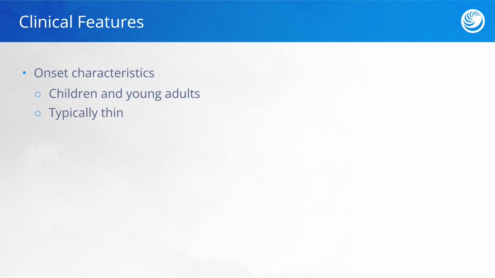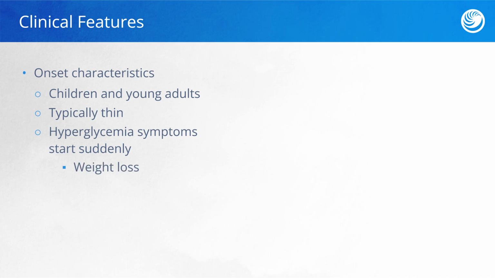Typically, these patients are very thin. Remember, we are not feeding their cells. Glucose cannot get in due to a lack of insulin. These patients will have hyperglycemia symptoms, and they usually start suddenly. So we're going to see weight loss and those 3 Ps. So polyuria, lots of urination, polydipsia, thirst and drinking a lot, and also polyphagia. These guys are hungry. They're eating a lot, but they're not getting fed.